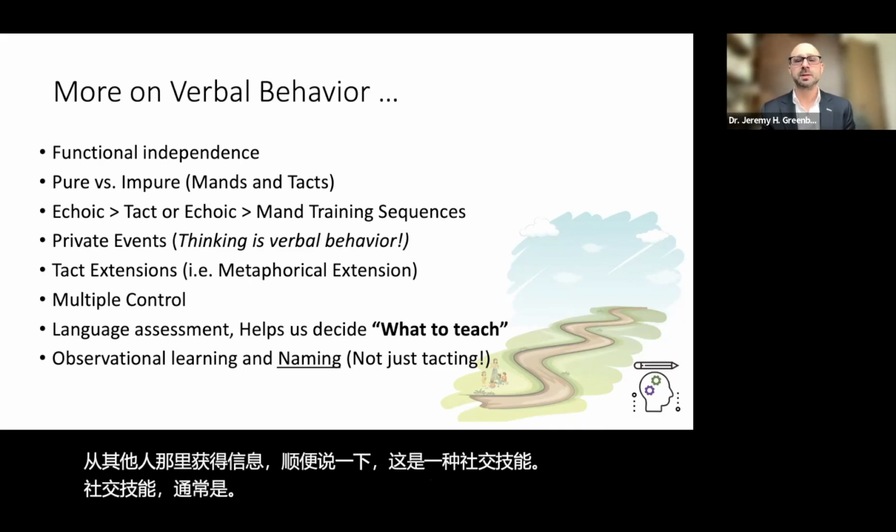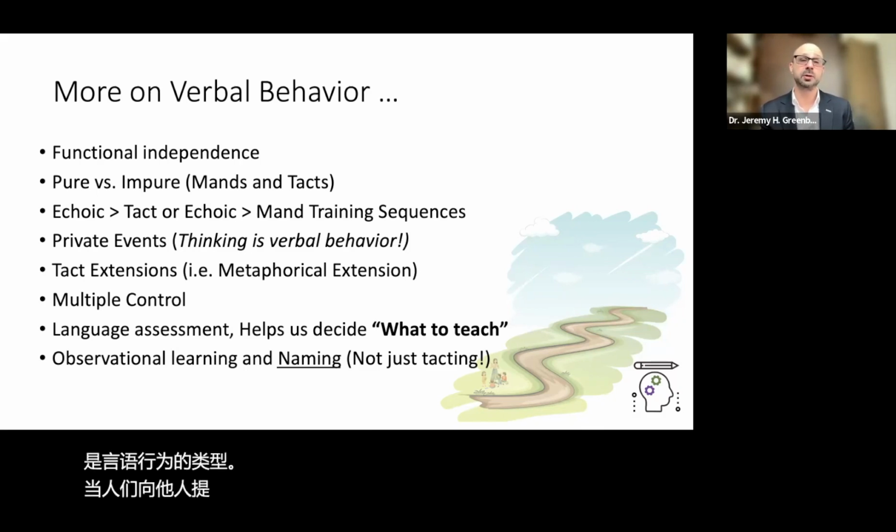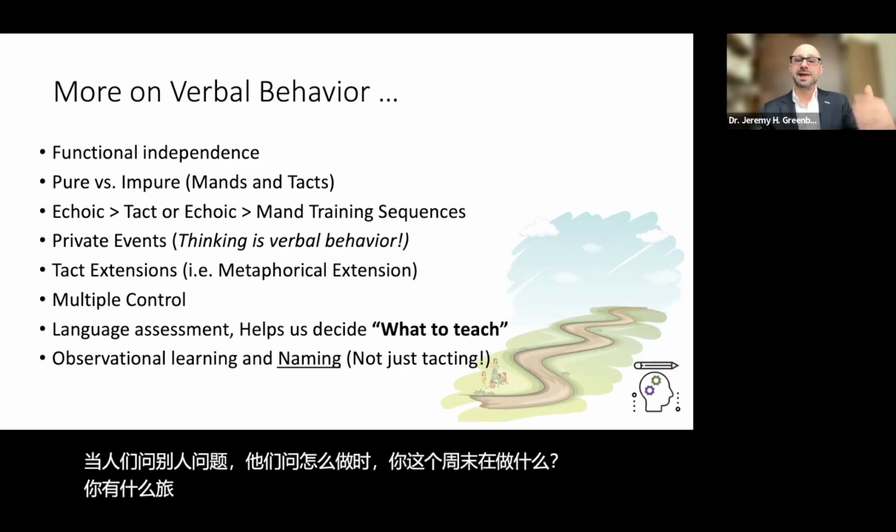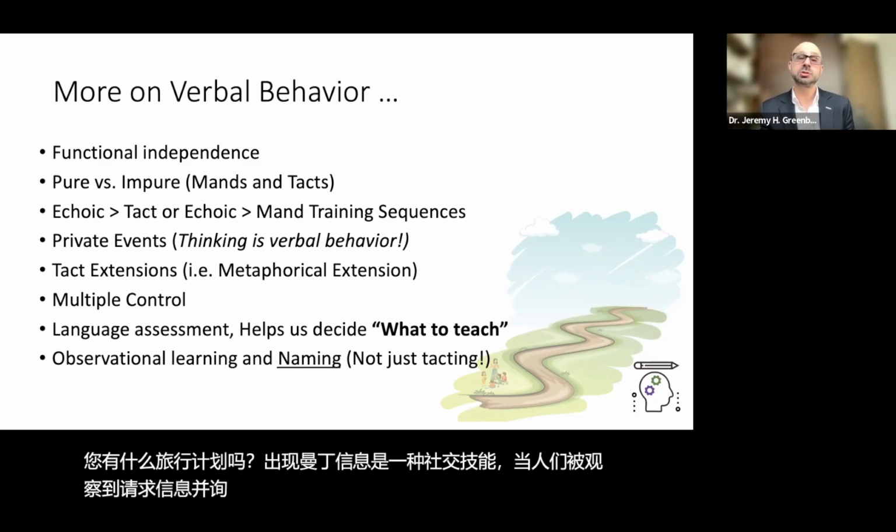When people ask questions of others and inquire, how are you? What are you doing this weekend? Do you have any trips planned coming up? Demanding information is a type of social skill. And when people are observed to request information and ask questions of others, they're usually described as social.